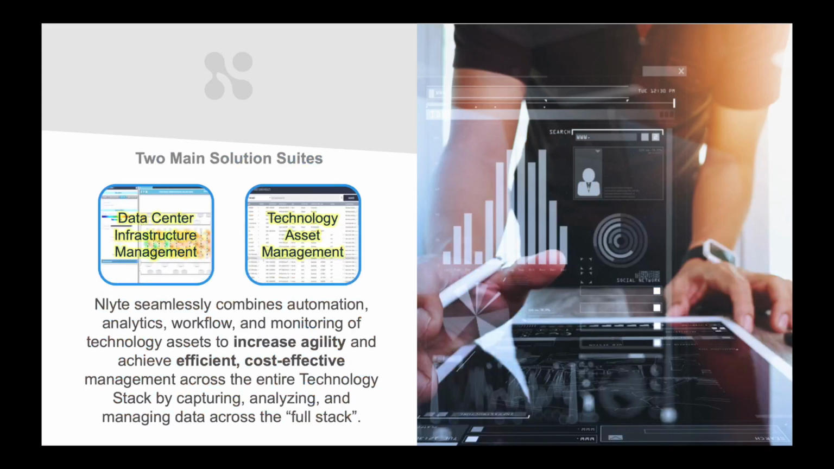You can break Enlight's solutions into two main areas, two main solution suites. First is our traditional data center infrastructure management, which is often referred to as DCIM, and the other is our technology asset management suite. And really these two suites are designed to help companies increase agility and achieve more efficiency and cost effectiveness by managing their infrastructure using the Enlight solutions.